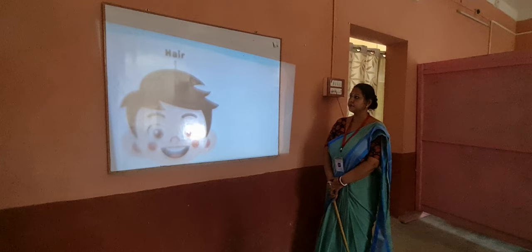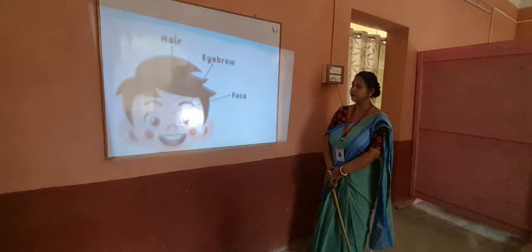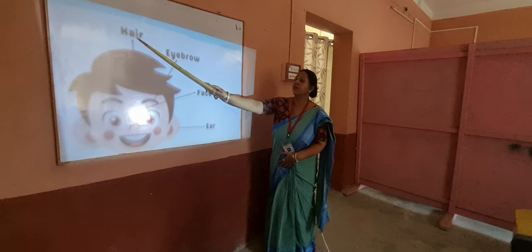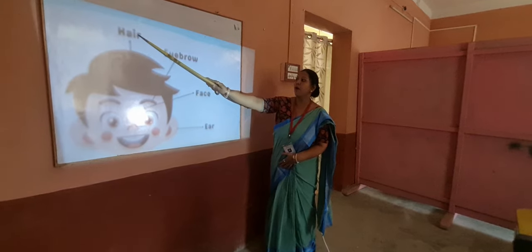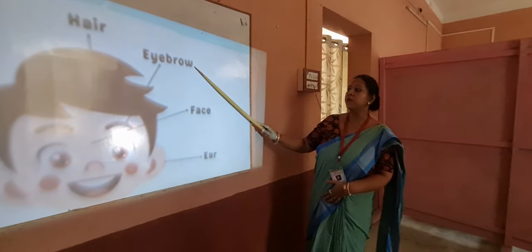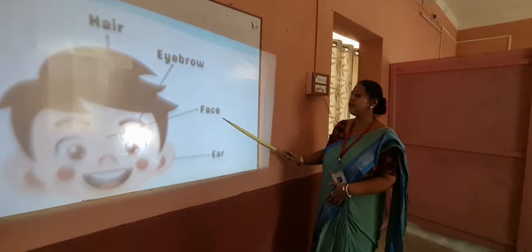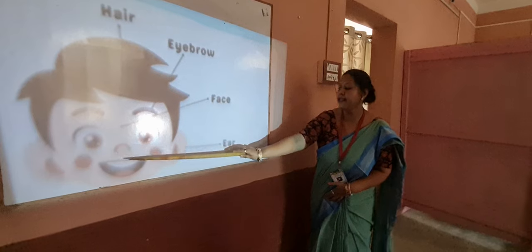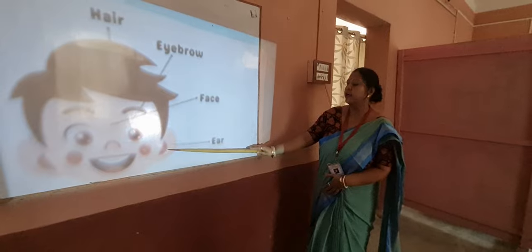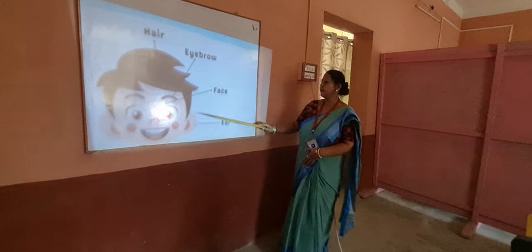Hair. Eyebrow. Face. Ear. Hair. H-A-I-R. Hair. This is our hair. Eyebrow. E-Y-E-B-R-O-W. Eyebrow. This is our eyebrow. Face. F-A-C-E. Face. This is our face. Ear. E-A-R. Ear. This is our ear. We have two ears, two eyebrows, hair and face.